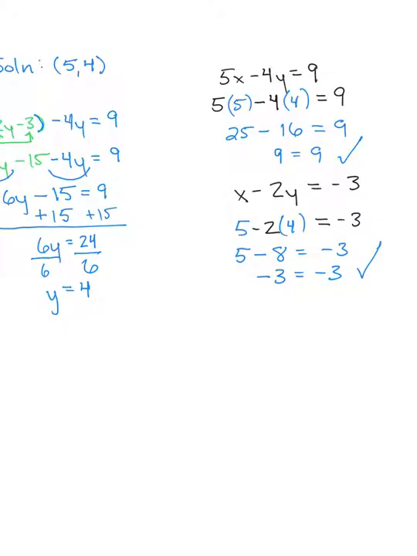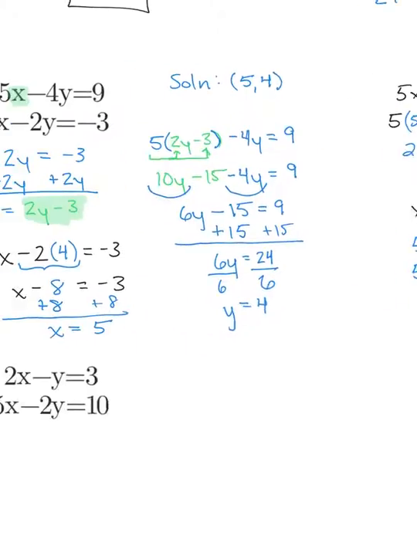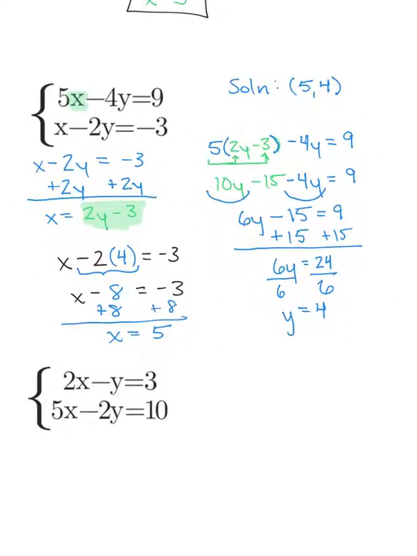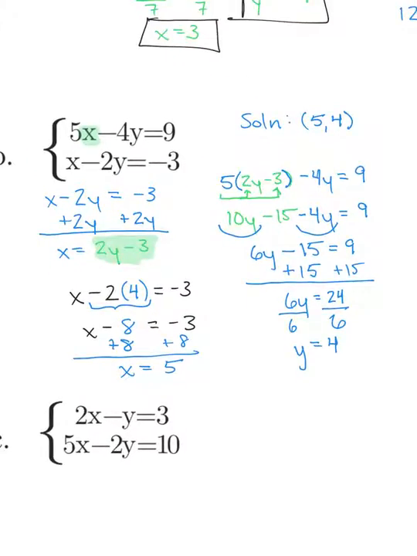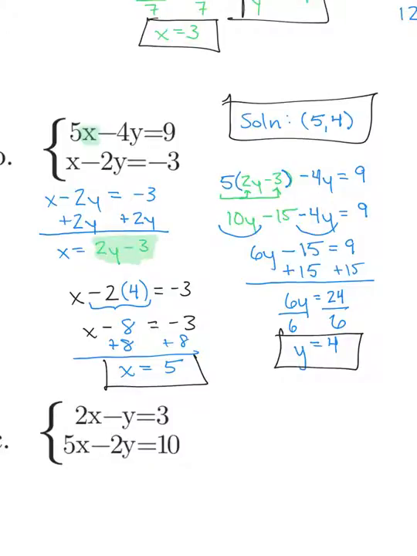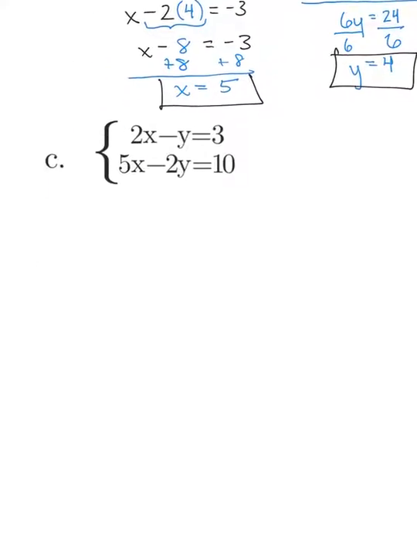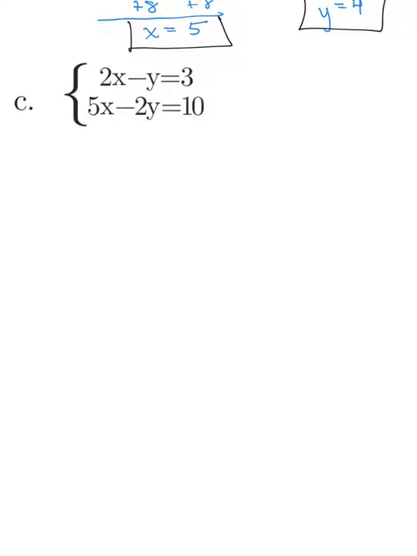So that checks out. So our solution is in fact (5, 4). Or again, if you want, you can just leave it as x equals 5 and y equals 4. Okay, let's do one more example just to kind of cement this in our brains. Let's go down to example C.